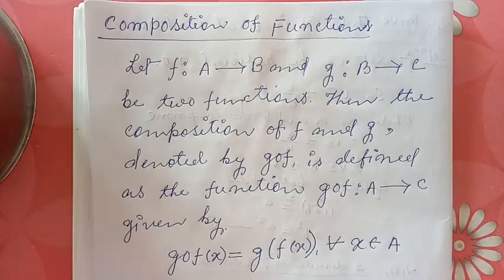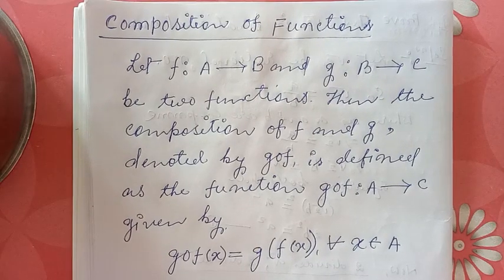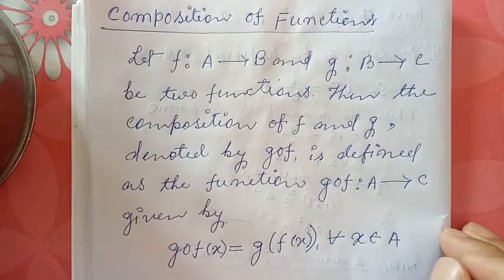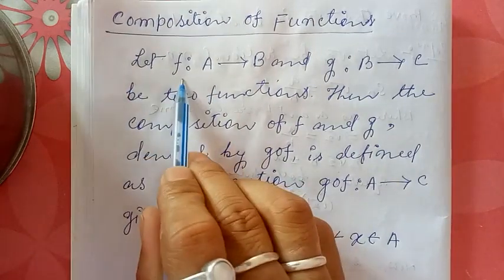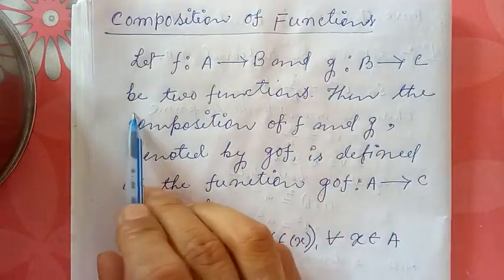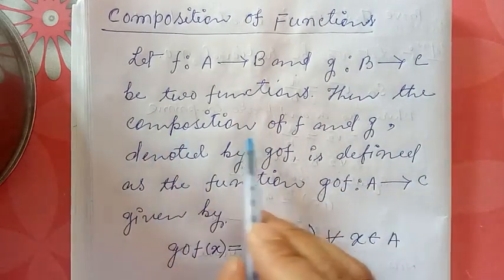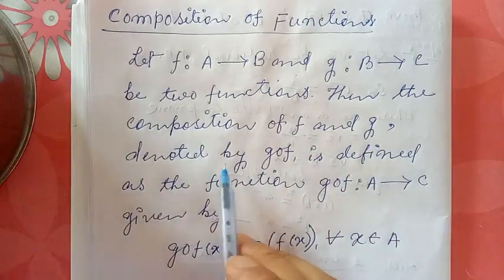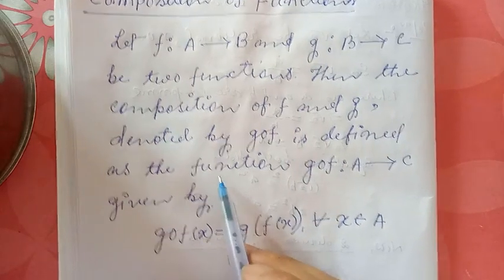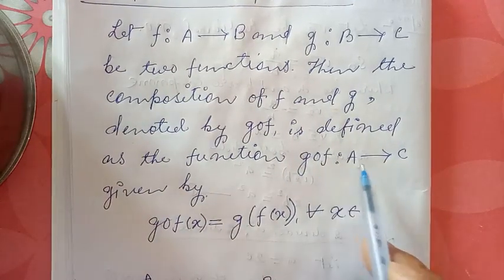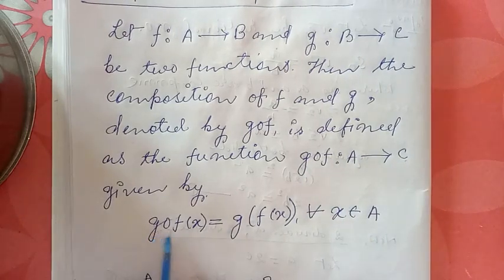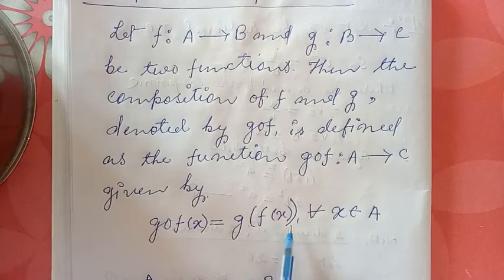Good morning. Today we are going to study composition of a function. Here is the definition of the composition function. Let f be a function from A to B and g be another function from B to C. Then the composition of f and g, denoted by g o f, is defined as the function g o f from A to C, given by (g o f)(x) = g(f(x)).